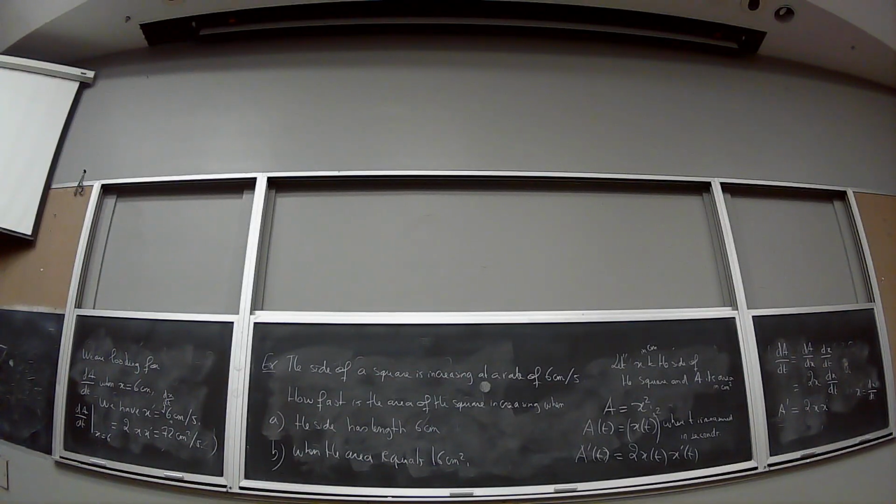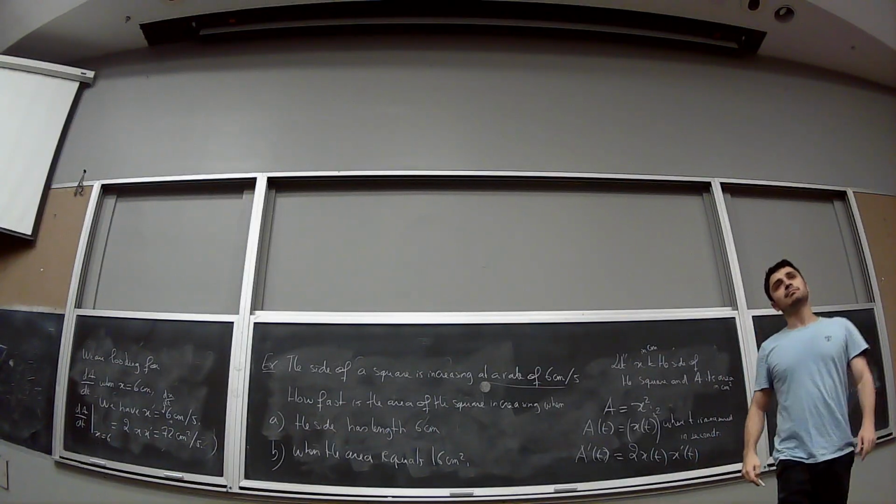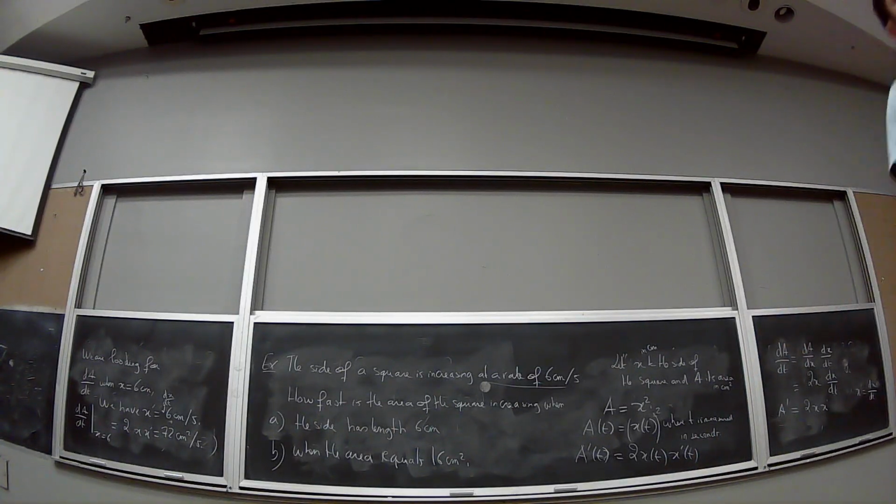Why is x prime also 6? Oh, how fast the side of the square is increasing, at a rate of 6 centimeters per second. I know why x is 6. I don't understand why x prime. So the side of the square is increasing at a rate of 6 centimeters per second. Okay? Is that good? This is the speed at which it's increasing. Okay, great.